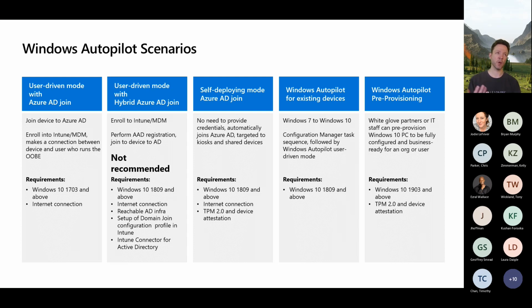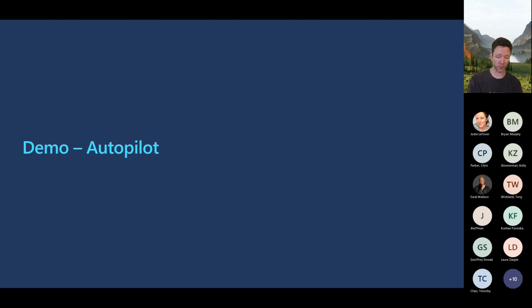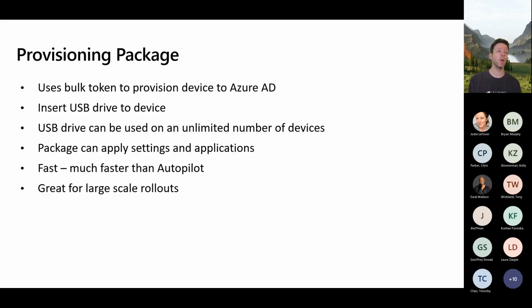And so that's Autopilot. I don't have time for demos in here, so unfortunately we won't be able to dig into those. But what I do want to talk more about here is provisioning packages. So with provisioning packages, as I mentioned earlier, these are basically local self-contained packages. I kind of think of them like, if you use MDT or SCCM with a task sequence, I think of these like a poor man's task sequence. It's not a task sequence, but it's a package that I can install things or I can do things in a specific order.